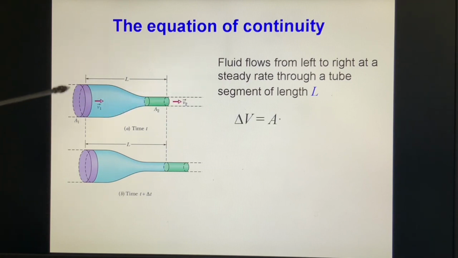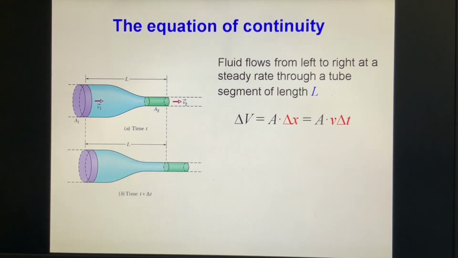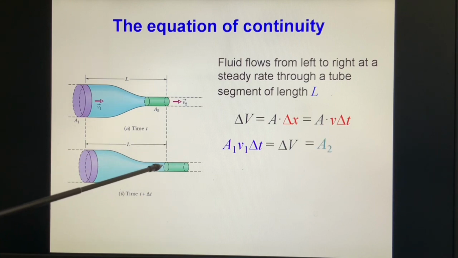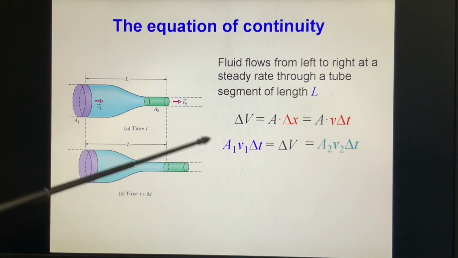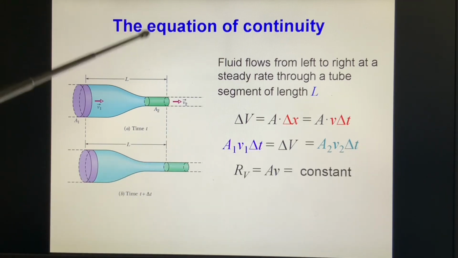What is this volume? This volume is the area A1 times v1 times delta t, since x1 is v1 times t. And the volume in and volume out are the same. So we have A1 v1 delta t equal to delta V equal to A2 v2 delta t. We cancel delta t, and we find that Av is a constant. This is called the equation of continuity.